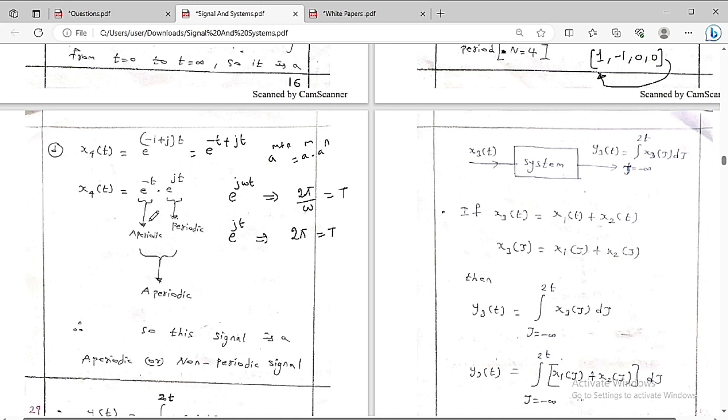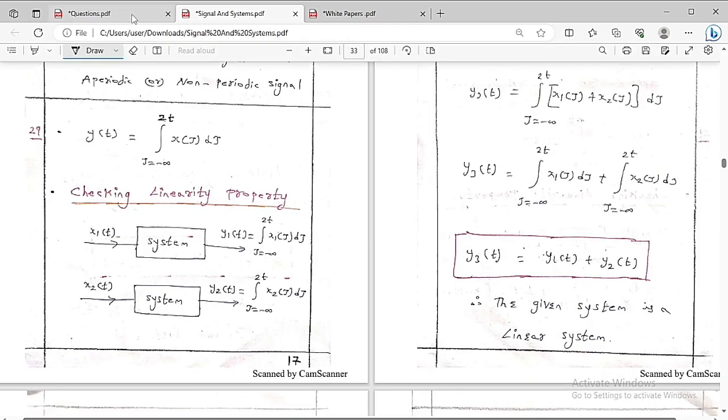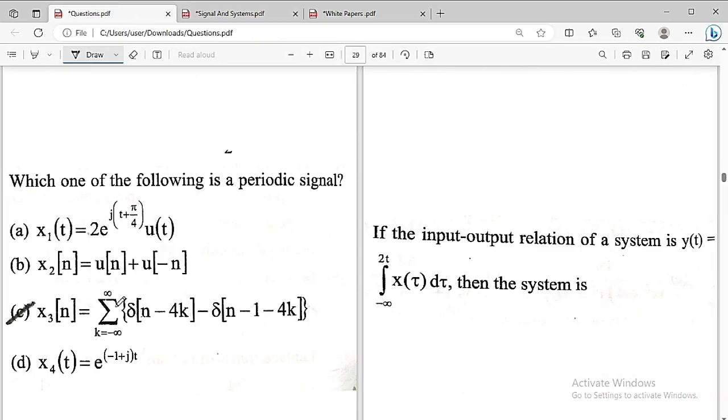So whenever you multiply these two things, the overall thing is again an aperiodic signal. So whenever you multiply an aperiodic signal with a periodic signal, the resultant signal is always an aperiodic or non-periodic signal. So this is the correct solution of this question. Therefore we can say only option C is a periodic signal with a period of 4.